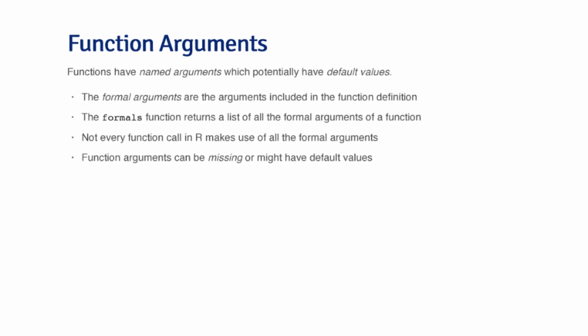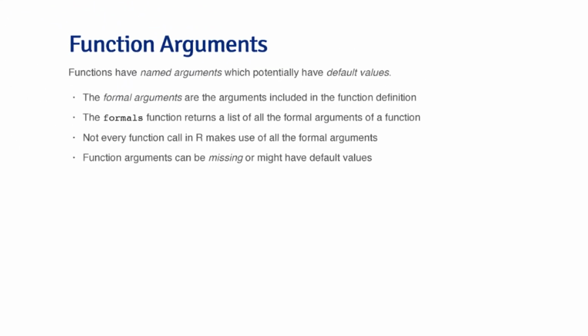Functions have what are called named arguments, and the named arguments can potentially have default values. A lot of these features are useful when you are designing functions that may be used by other people. For example, you may have a function that has a lot of different arguments, so you can tweak a lot of different things, but most of the time you don't have to change all those different arguments. You may only care about one or two. So it's useful for some of the arguments to have default values.